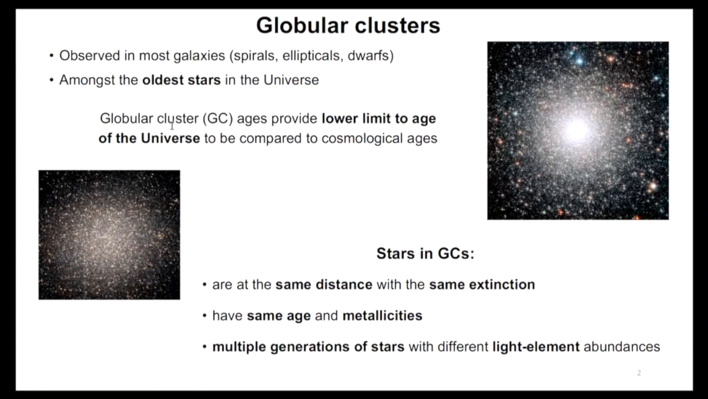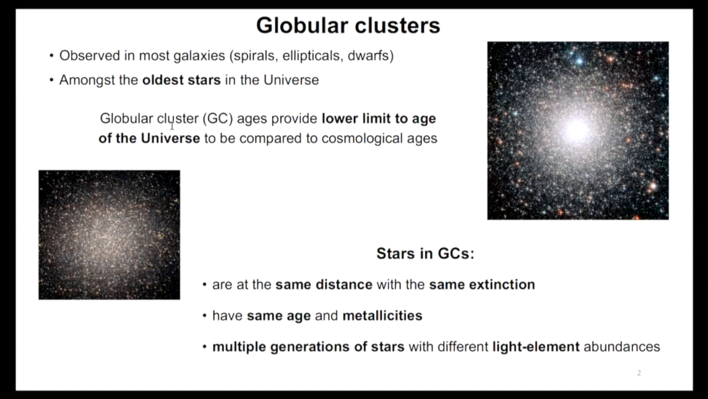Why do we care about globular clusters? Well, they are present in most galaxies, as we've seen in previous talks as well, and they contain the oldest stars in the universe. So, for example, giving an age estimate of a globular cluster also gives a lower age estimate for the universe that can be compared with other estimates. Stars in globular clusters are all at the same distance, more or less have the same reddening, and they also have the same age and possibly the same metallicity. There are a few exceptions, as you will see.